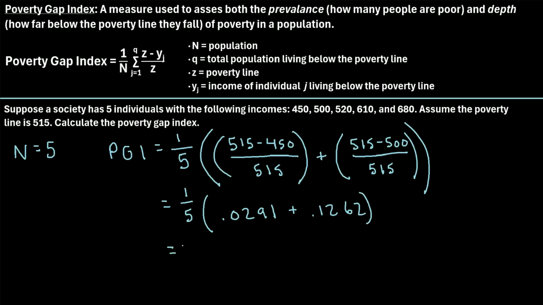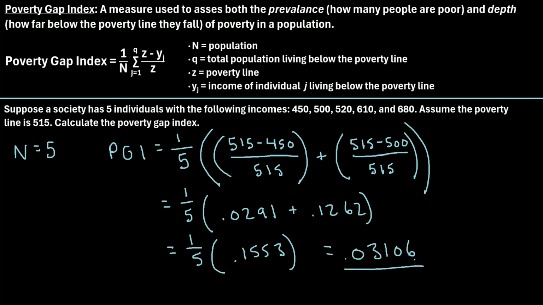So if we simplify a little more, we get 1/5 times the parentheses, and if you punch that into a calculator, that comes out to about 0.1553. And 1/5 times 0.1553 comes out to about 0.03106. So this is our poverty gap index, or if we wanted to express it as a percentage, we could move the decimal place twice to the right. So that's the same as 3.106%. So for this particular society with only 5 individuals, their poverty gap index is 3.106%.